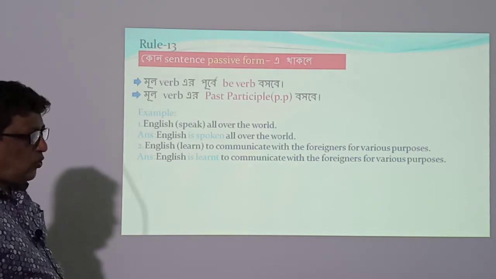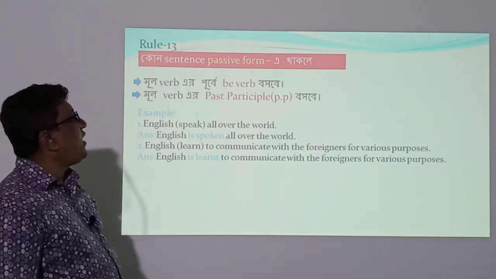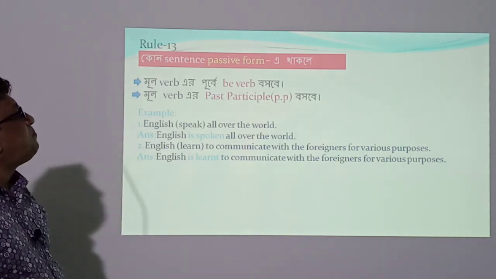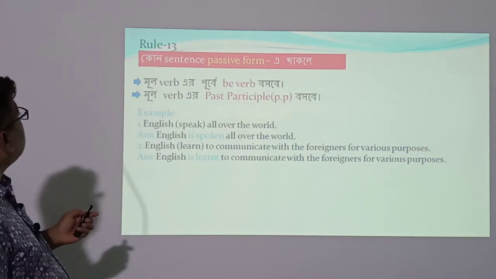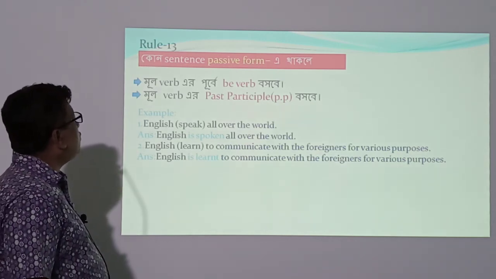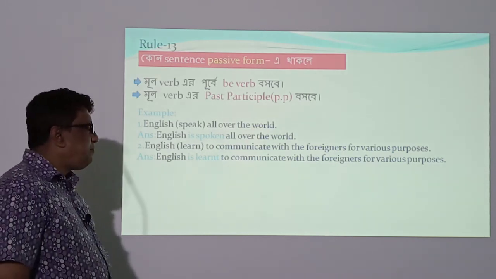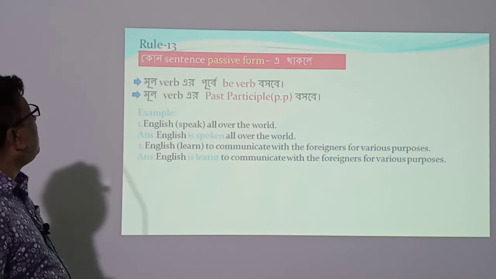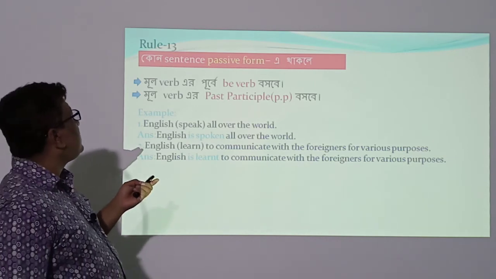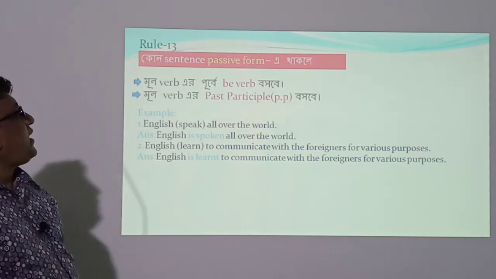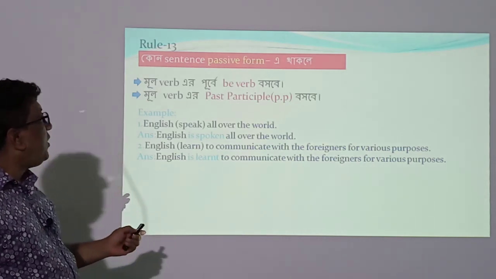And the second one: English learn to communicate with the foreigners for various purposes. The answer will be in the passive form. That means learn is learned. So the correct answer will be: English is learned to communicate with the foreigners for various purposes.